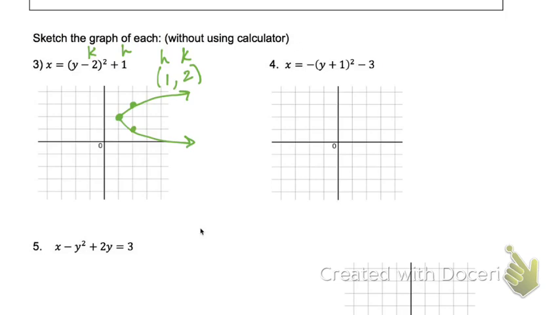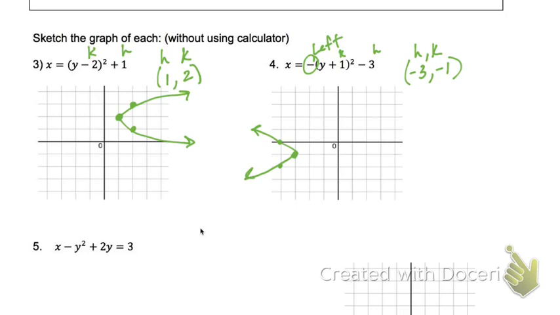Okay, try number 4. So it opens to the left because of this negative sign. Oh, okay. Then my h and k is -3, -1. So just flip the sign of the 1 in parentheses, but keep the sign on the outside. That's a good way of putting it right there with the h, comma, k.